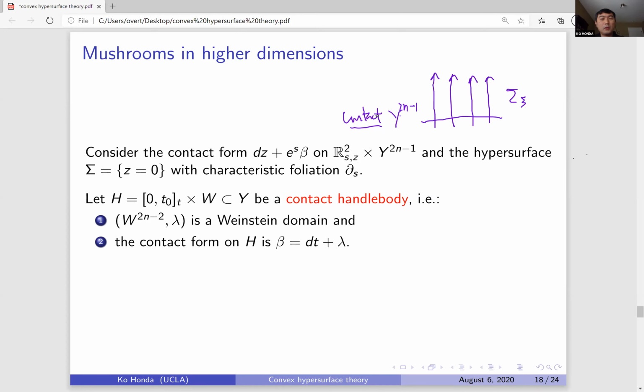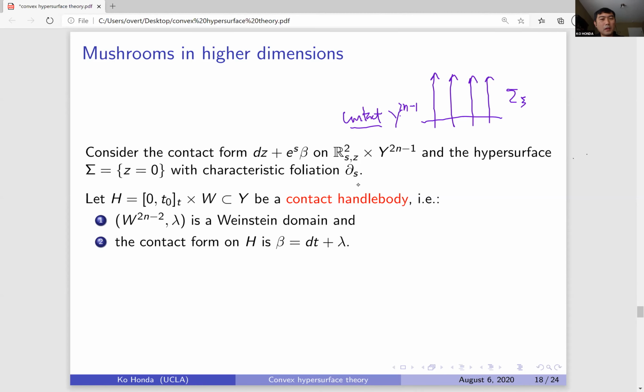Okay, so what we'd like to do is the higher dimensional analog of this, except now you have a slice which is contact, right? Instead of having things that look like dt, now it looks contact. So the contact form is dz plus e to the s beta on R2 cross Y2n minus 1, and the hypersurface is again this with characteristic foliation d/ds.